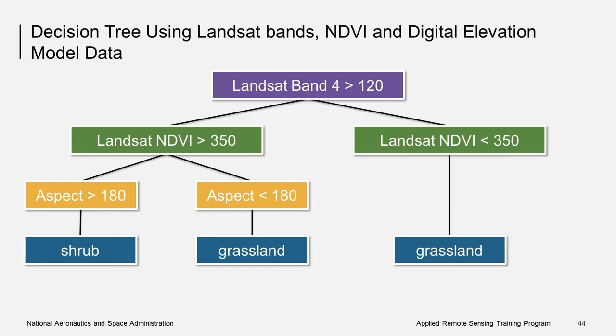A decision tree classification approach uses the spectral information from the image, but also includes additional data that may be useful in identifying land cover types, particularly for those classes that can be spectrally confused. In this example, shrub and grassland are separated using pixel values from Landsat band 4 and also NDVI values as well as aspect values. The idea is that for higher NDVI values, shrubs tend to occur on aspects greater than 180 and grasslands tend to occur on slopes with aspects less than 180. Although it may take some time to develop the rules for a land cover classification, once the rules are developed, classification is fast.